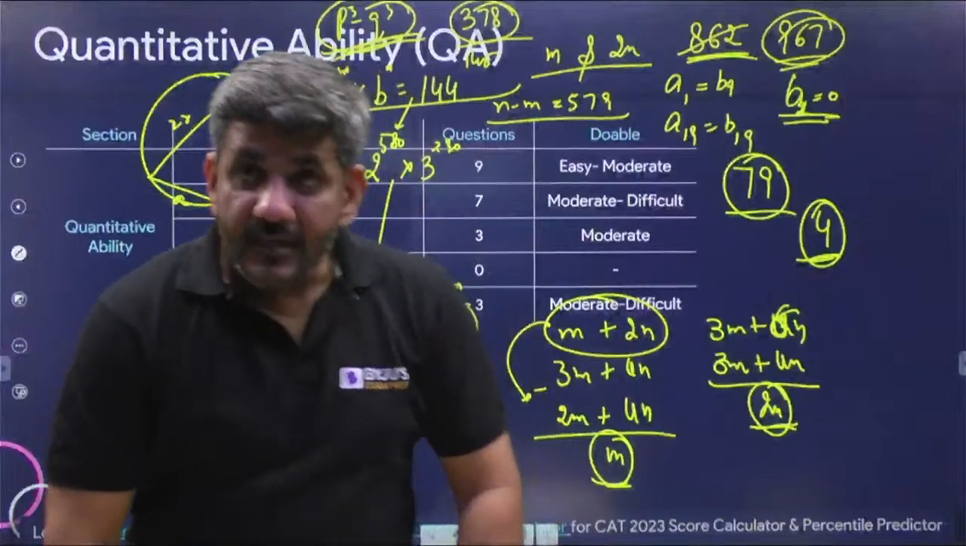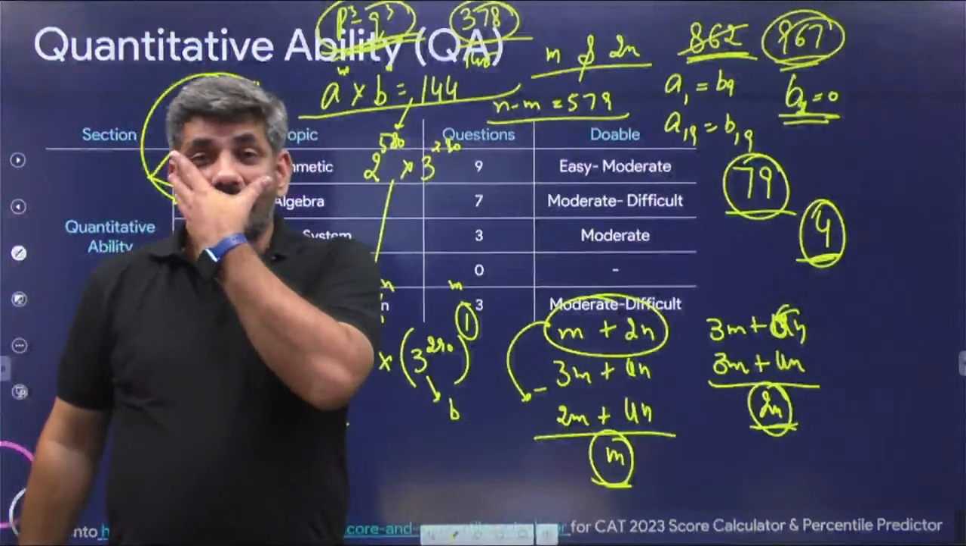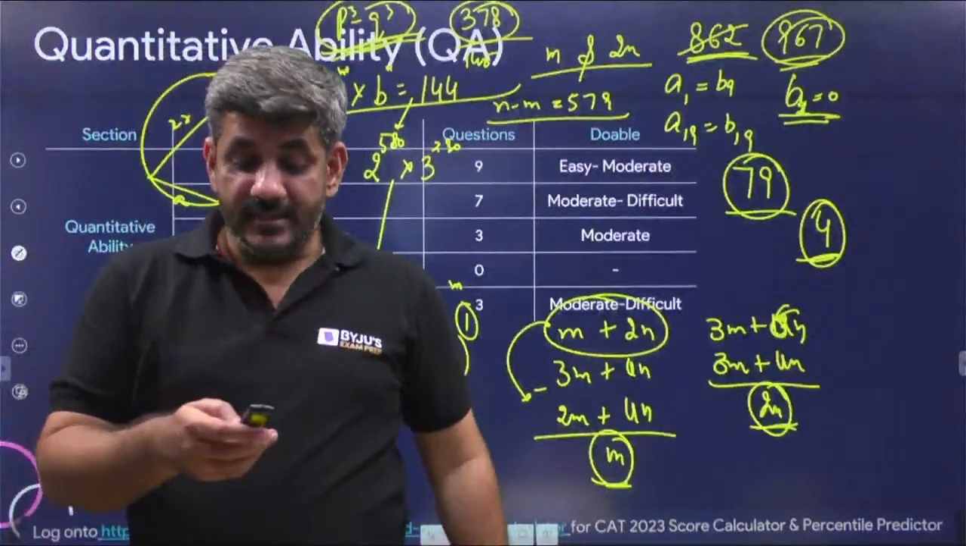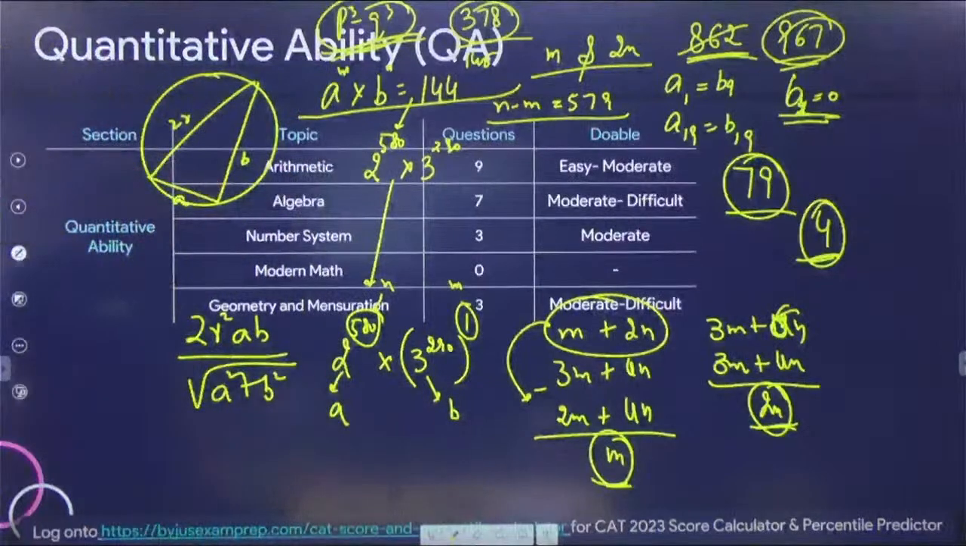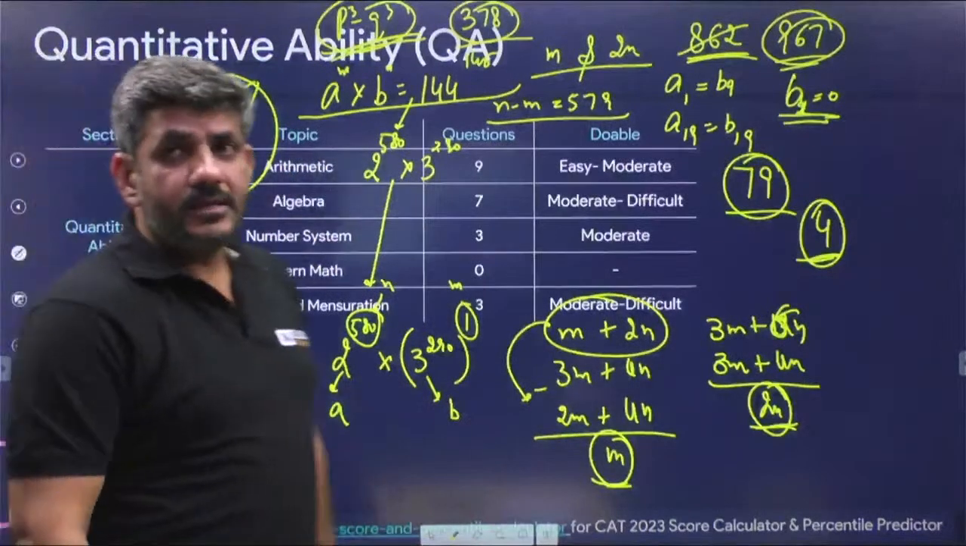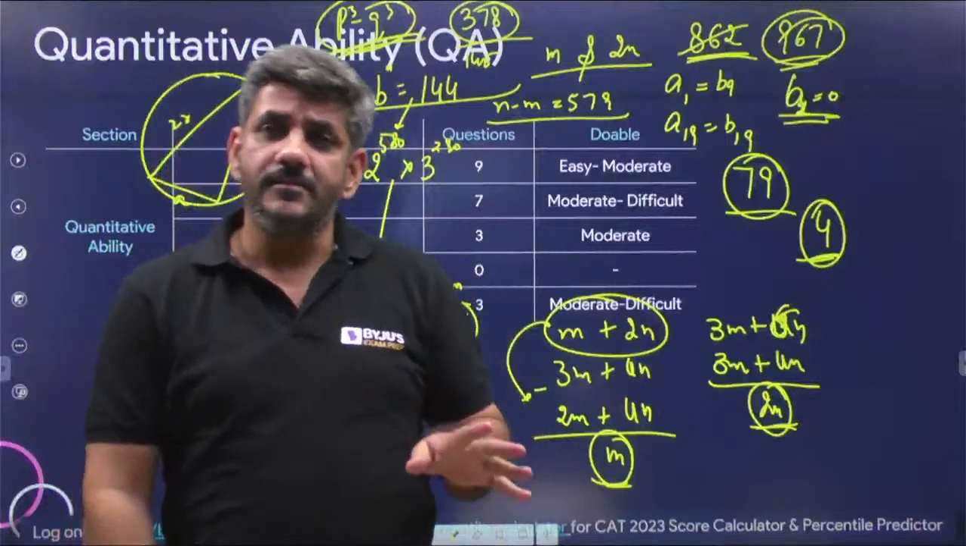Okay, I think I don't remember more questions now. If anything comes to your mind, please tell us, guys. So that was all about quantitative ability. Once again, I would say definitely more difficult than last year, right?